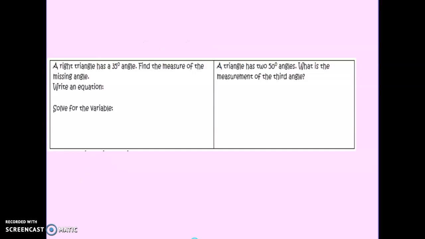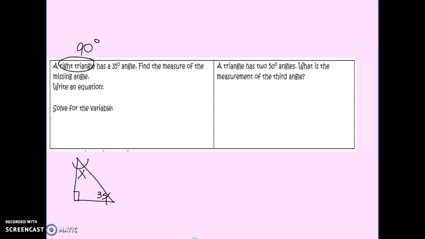Okay, so we have a right triangle. We know that a right triangle means one of our angles is 90 degrees. So that means it's going to look like this. We have a right triangle where one of the angles is 35 degrees, and we're being asked to find the angle of the other. So one's 35. We're trying to find this one. We'll call it x.